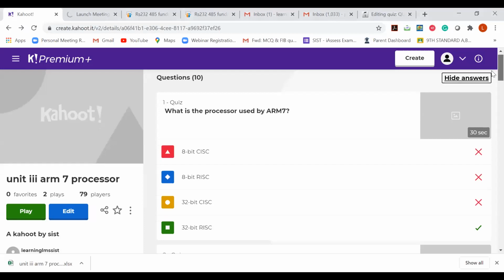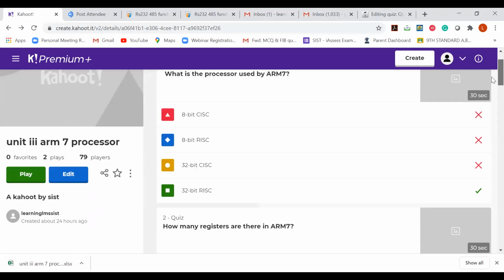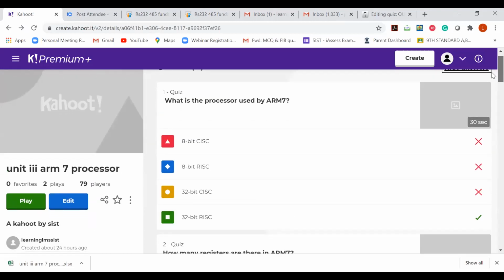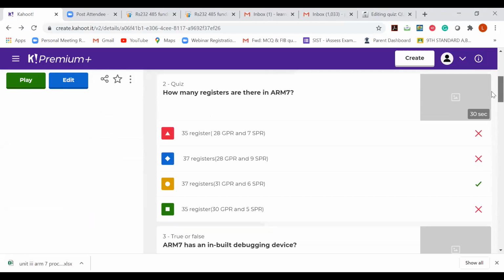I think I gave very easy questions only. What is the processor used by ARM7? 32-bit system, 32-bit RISC, ma'am. Very good.